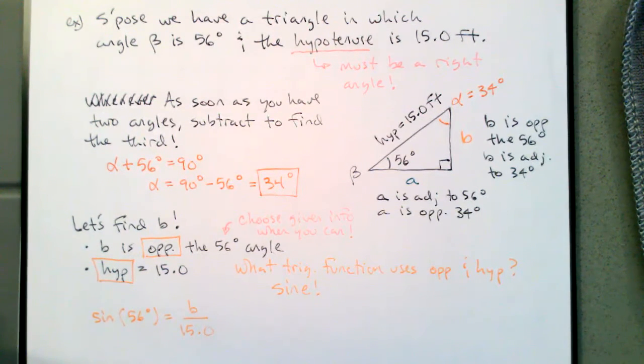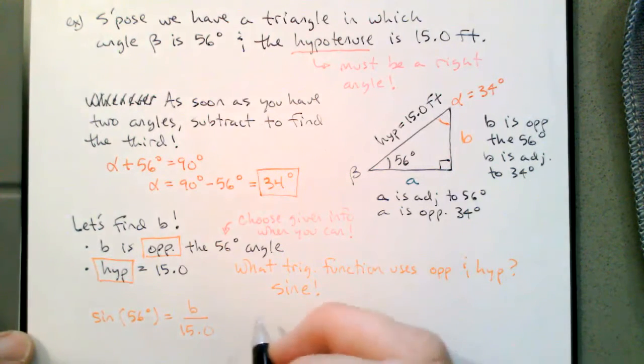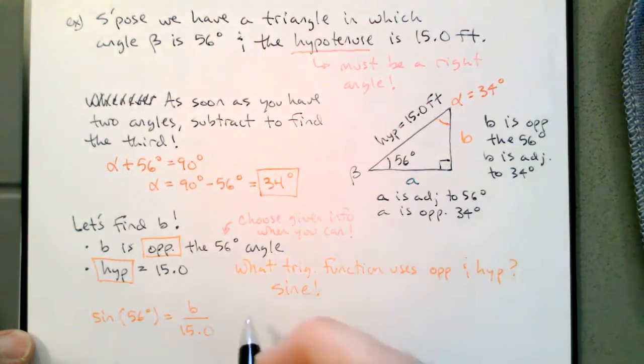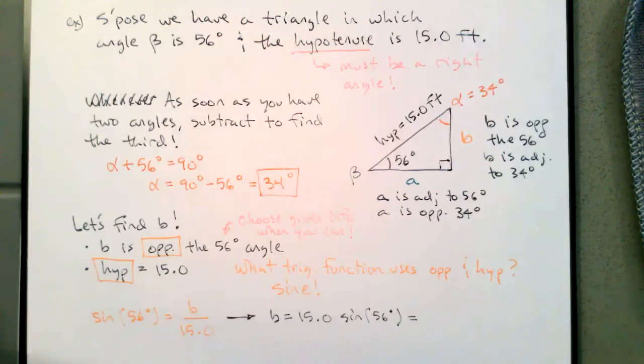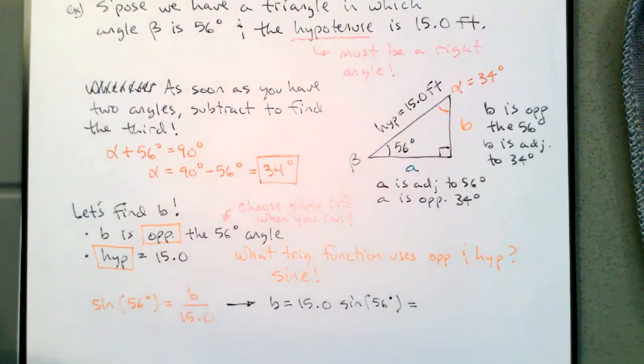So now I've set up sine of 56 is equal to B over 15. I just need to solve for B. Since sine of 56 is B divided by 15, that means B is equal to 15 times the sine of 56. So I'll use this to say that B is equal to 15.0 times the sine of 56 degrees. And this is something that we can just punch into our calculating machine. One of the things that we're going to want to make sure of is that our calculator is in degree mode.